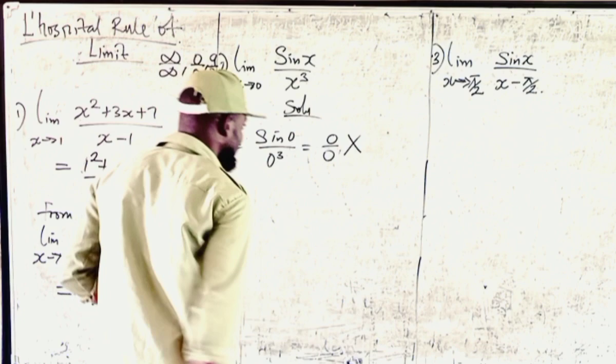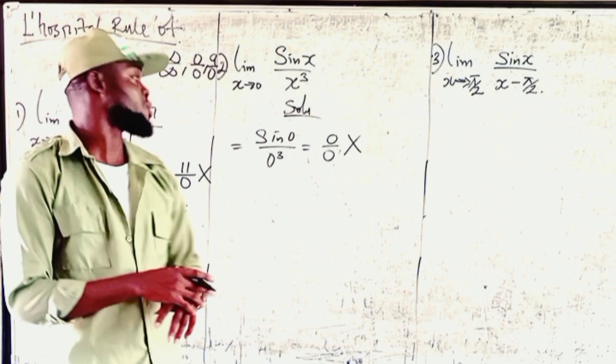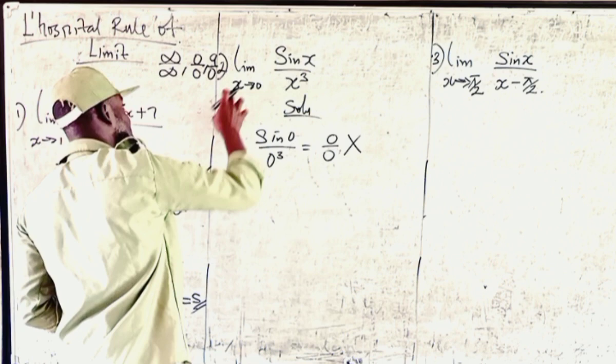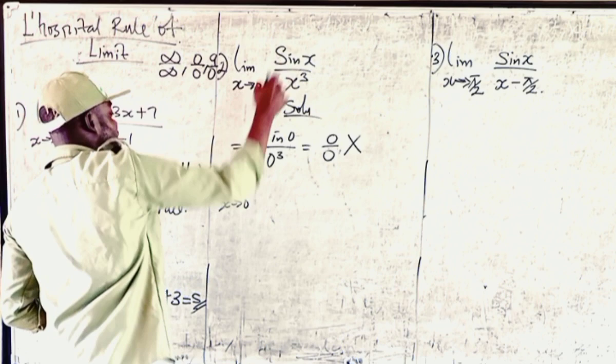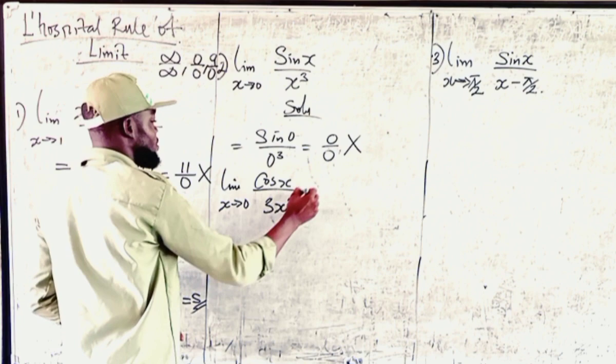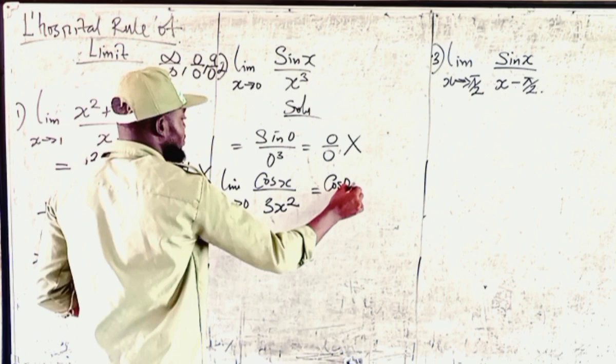From the direct substitution method, we are not having a valid solution, so we are going to use the L'Hôpital's method now. From the L'Hôpital's method, we differentiate the numerator and the denominator with respect to x. So we have the limit as x approaches 0 of the derivative of sine x, which is cos x, over the derivative of x cubed, which is 3x squared. Substituting x as 0 again, we have cos 0 over 3 times 0 squared. Cos 0 is 1, and 3 times 0 squared is 0.